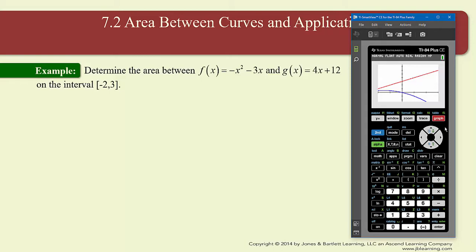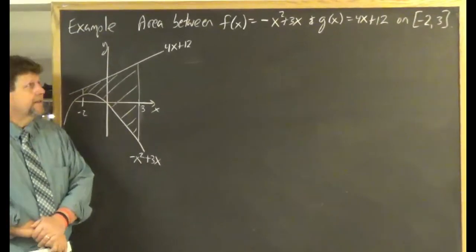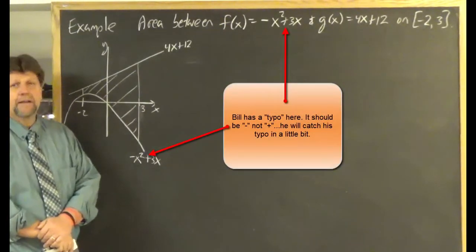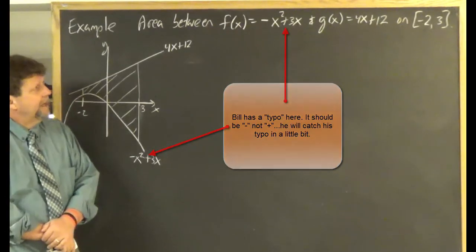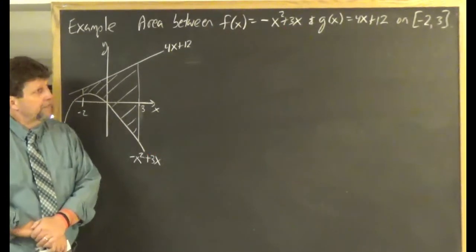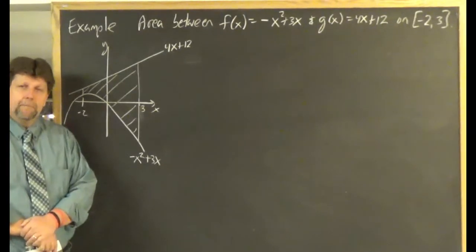So I have the graph, so I'm going to put the graph on the chalkboard, and I'm going to head off to the chalkboard now to work through this example. All right, in this example, we're asked to find the area between f of x equals negative x squared plus 3x, and g of x equals 4x plus 12 on the interval negative 2 to 3.